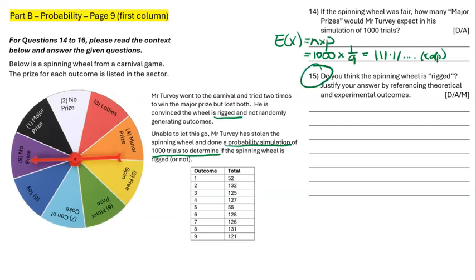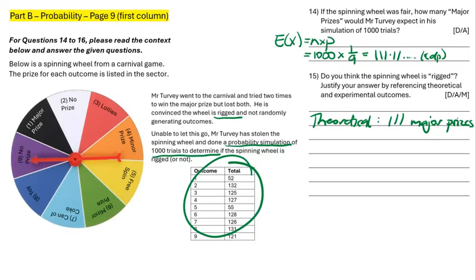So we're on to question number 15 now. Do you think the spinning wheel is rigged? Justify your answer by referencing theoretical and experimental outcomes. So I suppose the first thing to note is the theoretical outcome that we did earlier. That was from the previous question. Let's round that down to 111 now. So 111 major prizes.